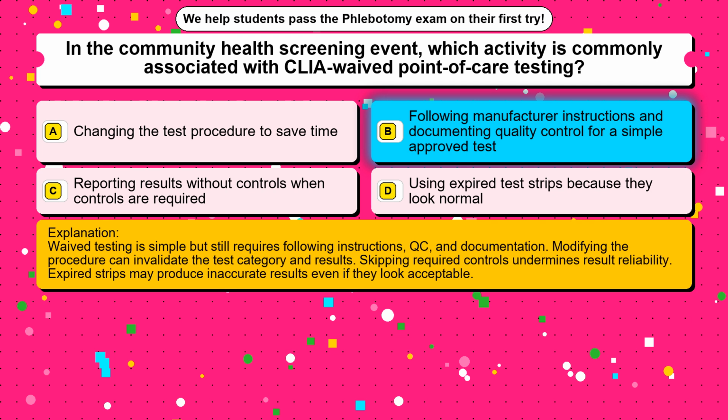Waived testing is simple but still requires following instructions, QC, and documentation. Modifying the procedure can invalidate the test category and results. Skipping required controls undermines result reliability. Expired strips may produce inaccurate results even if they look acceptable.